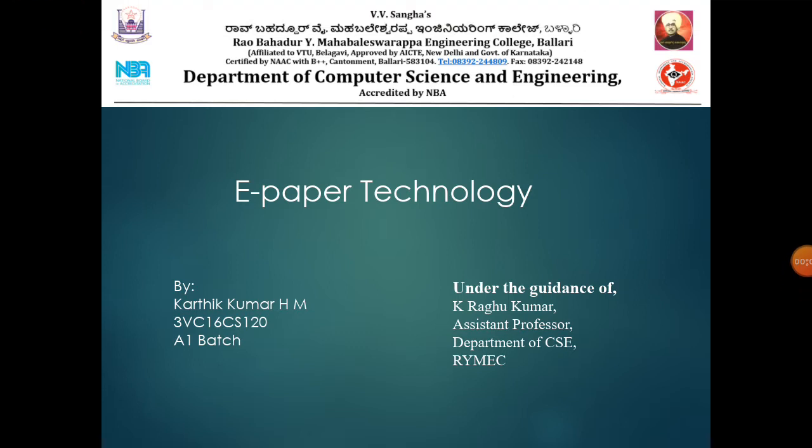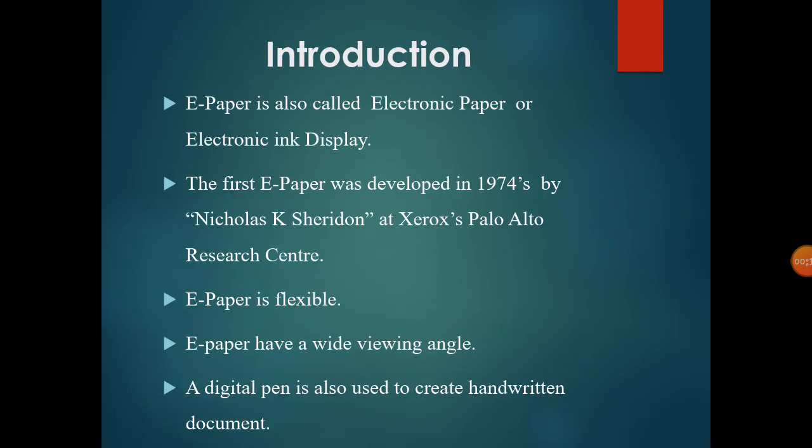I am going to give a seminar on e-paper technology. First, introduction. E-paper is also called electronic paper or electronic ink display. The first e-paper was developed in 1974 by Nicholas K. Sheridan at Xerox Palo Alto Research Center.